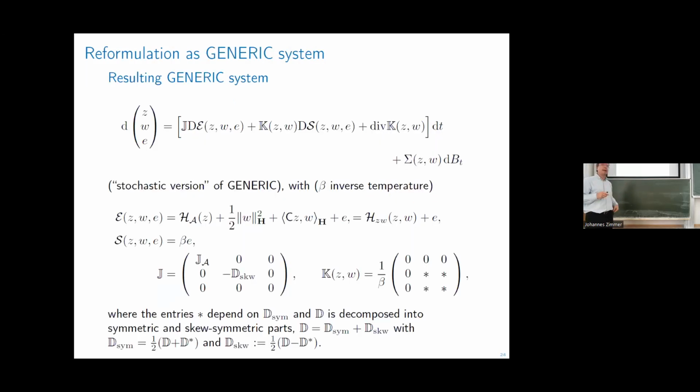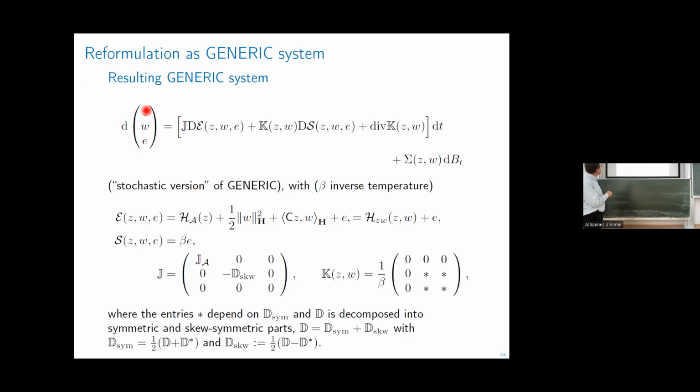What's the outcome? Now I can write it in GENERIC form, and now it has an interpretation, unlike in the previous situation. So first, what are the variables? There's Z, the value of my molecule. W, that's the projection of the heat bath. That's what comes out of the contraction assumption. I take a heat bath variable eta, I project, then I get a W. And then there's the energy E, which we carry through the system.